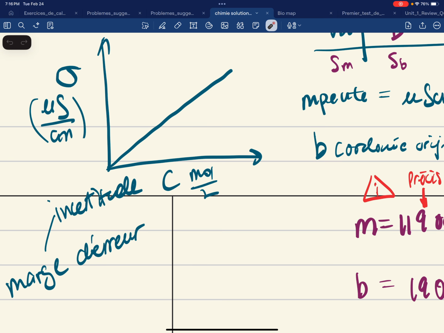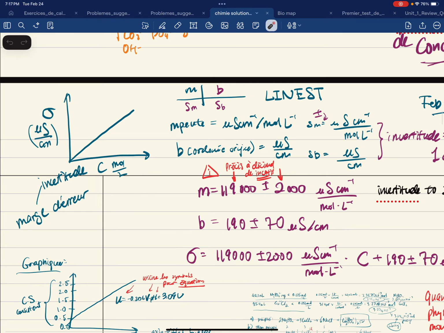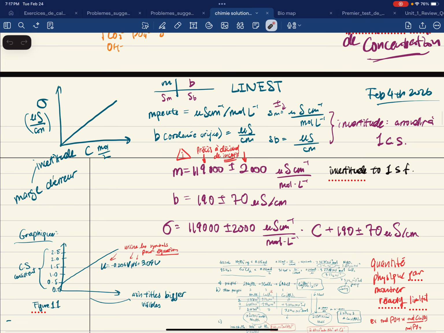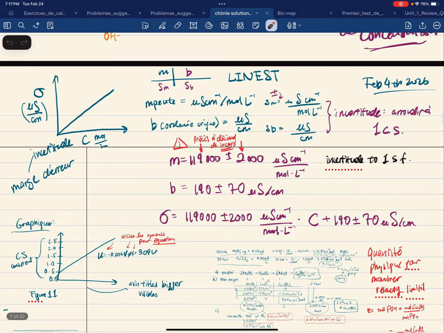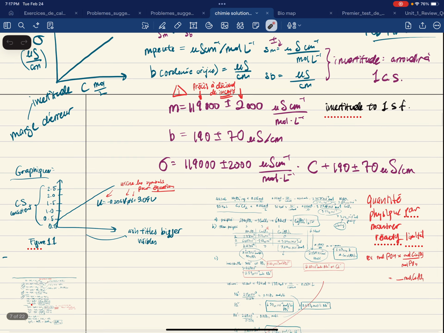So this one was a droite for conductivity. So conductivity over concentration. Conductivity is mu big S divided by, what is this? Centimeter. Mu big S divided by centimeter. And this one is mol par litre. And everything else follows that logic. So intercept is mu S divided by centimeter. And the slope is, well, that divided by this. And then the incertitude also has the same units. So you can just write everything and then put the unit à côté.